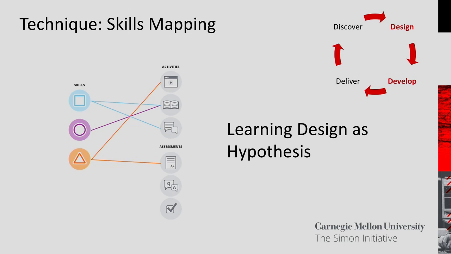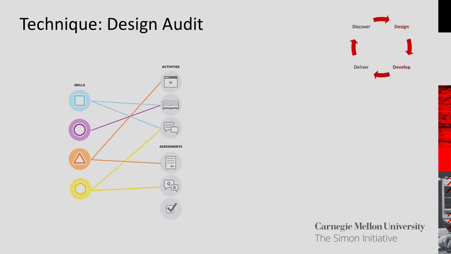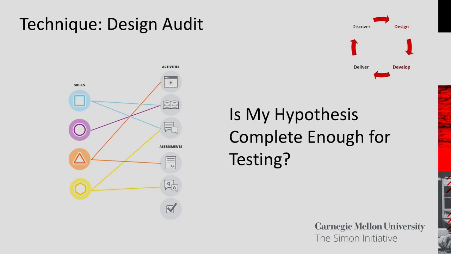I'm indebted to Dale Pike down at Virginia Tech, who, after hearing about this, described it as learning design as hypothesis, that these sets of learning activities represent a very implicit hypothesis for how we believe students can meet these skills. The simple act of skills mapping can be pretty valuable. Simply by itself, it can sometimes reveal skills that you're missing, but it also gives you the chance to really ask yourself, if I have a hypothesis, is my hypothesis complete enough for testing? So, is this hypothesis complete enough for testing?